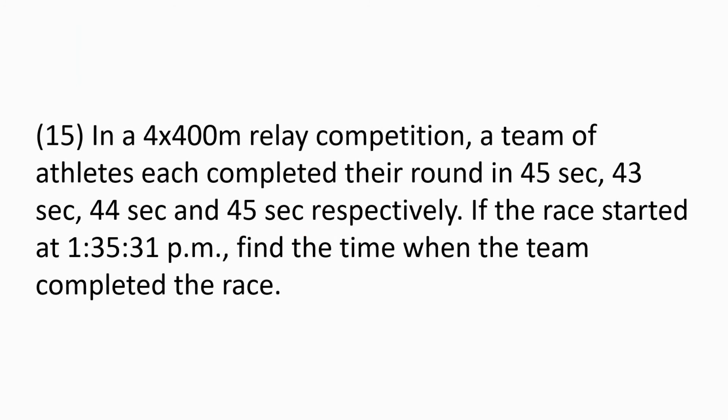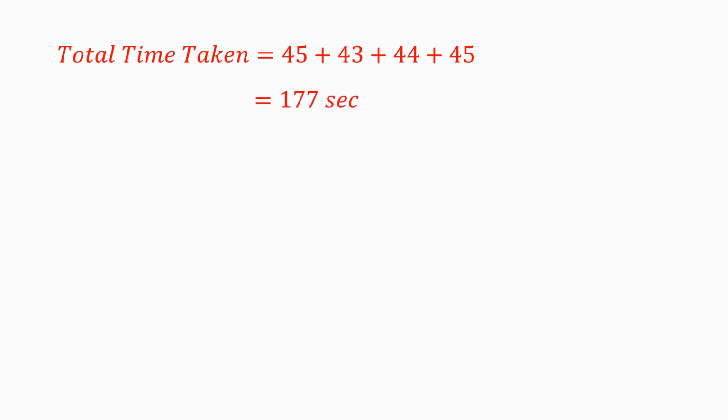Question 15. In our 4x400 meters relay competition, a team of athletes each completed their round in 45 seconds, 43 seconds, 44 seconds, and 45 seconds respectively. If the race started at 1:35:31 p.m., find the time when the team completed the race. So the first thing is to find the total time taken by the team. So we add up the times that were taken by each member, and the total time is 177 seconds.